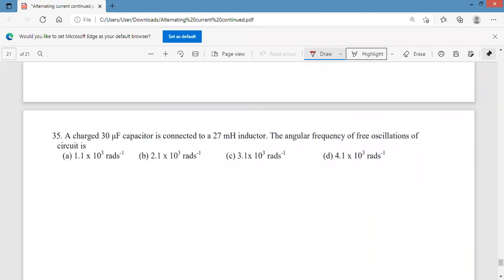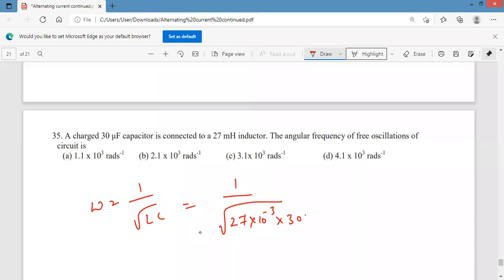Last one. A charged 30 microfarad capacitor is connected to a 27 millihenry inductor. The angular frequency of the free oscillations of the circuit is. The angular frequency is equal to 1 by square root of LC. Angular frequency is 1 by square root of L, which is 27 into 10 power minus 3, into capacitance 30 into 10 power minus 6.